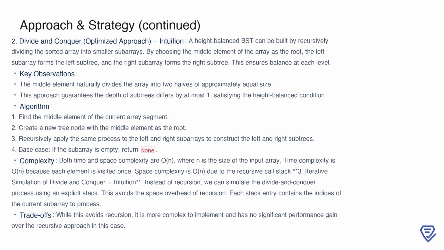The algorithm works by first finding the middle element of the current array segment and then creating a tree node with this value as the root. Next, you recursively apply the same process to the left and right subarrays to construct the subtrees. The recursion stops when the subarray is empty, at which point you return none.